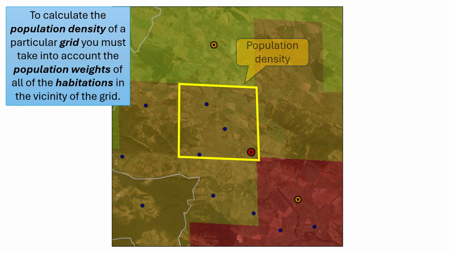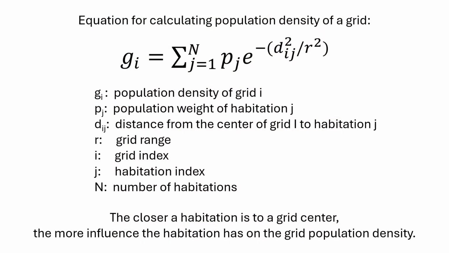To calculate the population density of a particular grid, we need to take into account the population weights of all of the habitations in the vicinity of the grid. Here is the equation that the Heatmap GIS app uses to calculate population density of a grid. As we just mentioned, the grid population density depends on the weights of all habitations, with habitations closer to the center of the grid having more influence than habitations far away.